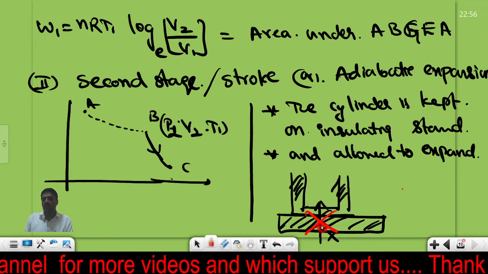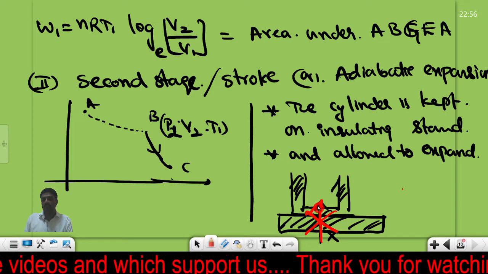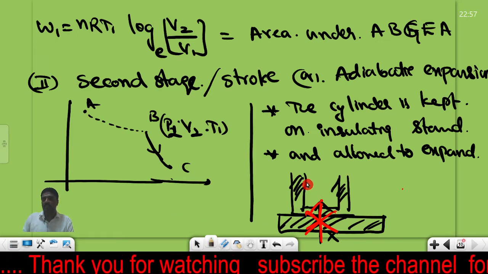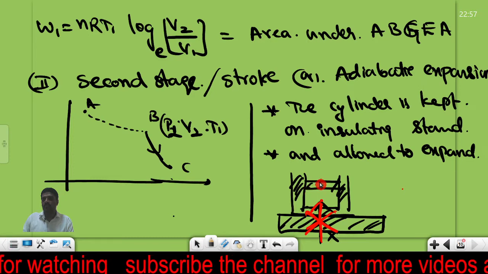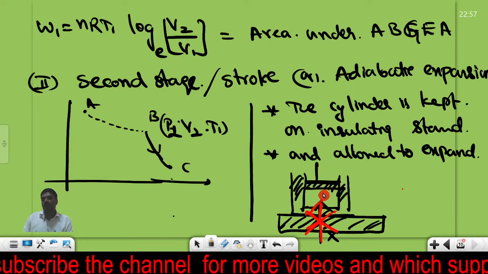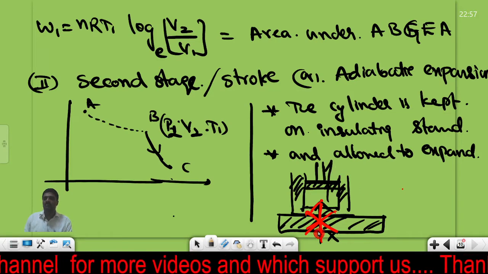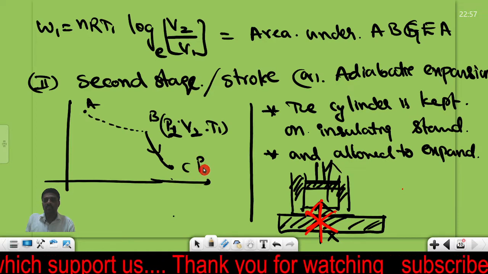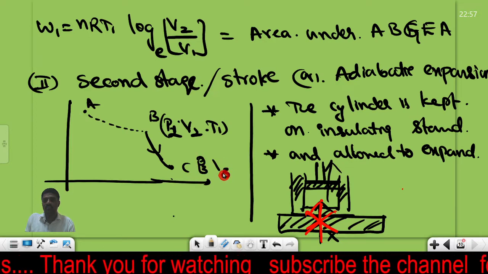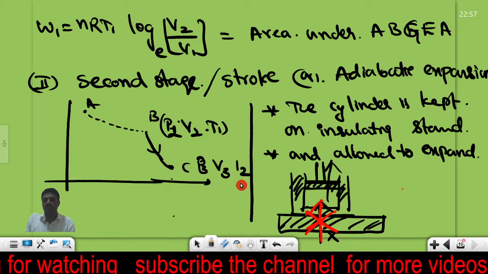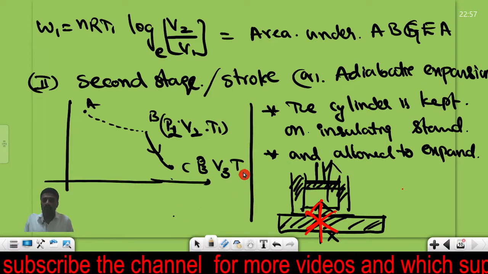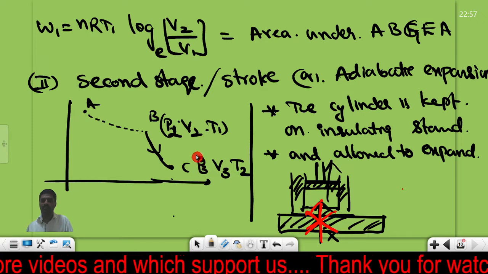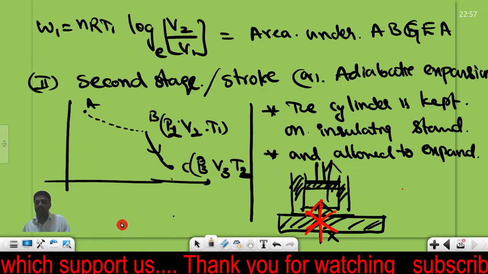This part is not allowing heat exchange. This direction is not allowing it. This is very important. Then the process will remain adiabatic, and we allow the cylinder to expand. The gas is allowed to expand, that's why the volume is expanding. Then it will move to another point, with pressure P3, volume V3 and temperature T2. So this is the pressure, volume and temperature at point C.